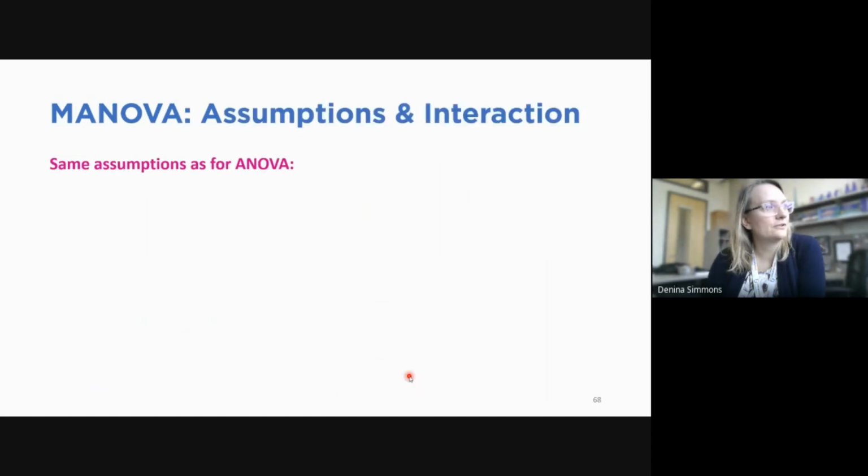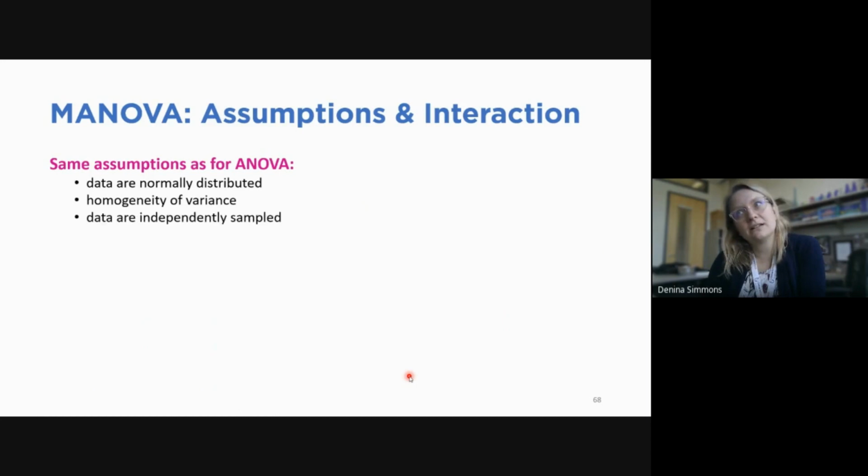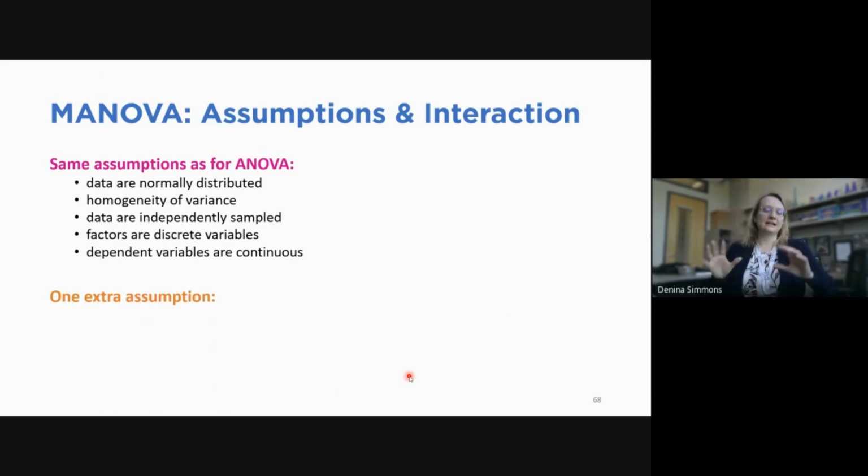The assumptions for this are the same as for an ANOVA: the data are normally distributed, there's homogeneity of variance, the data are independently sampled, the factors or independent variables are discrete, and the dependent variables are continuous. So you've got these categorical variables as well as continuous variables.